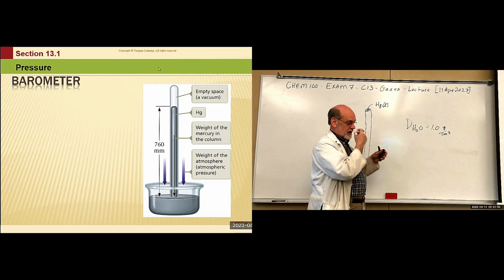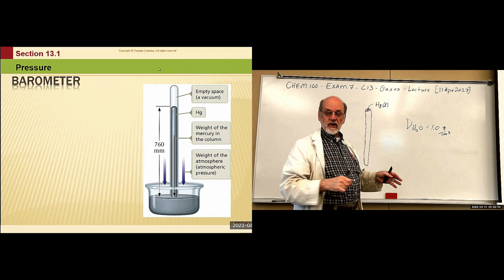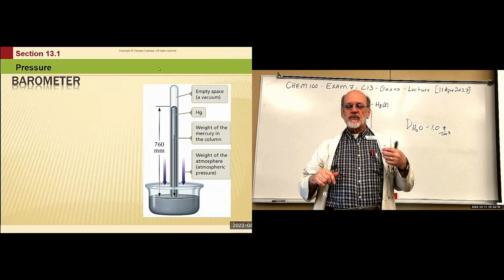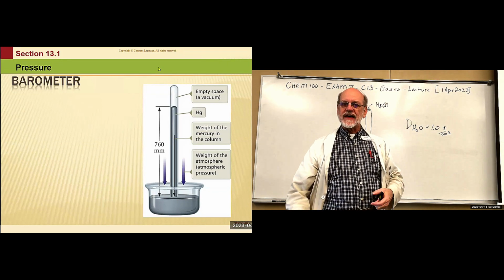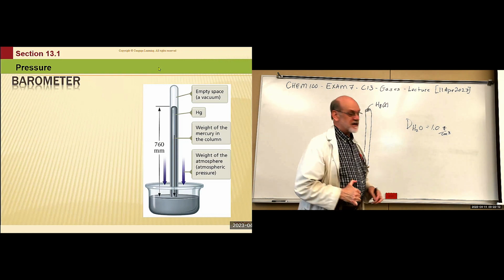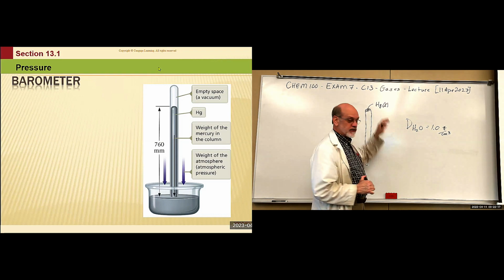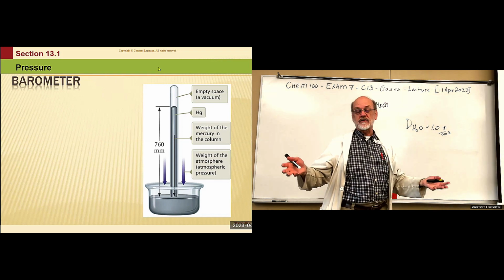Well, just for comparison, if he had used water in his barometer, his length of tube would have had to been about 35 feet long. But with mercury, with its higher density, he could get by with a tube that was about 800 millimeters long.